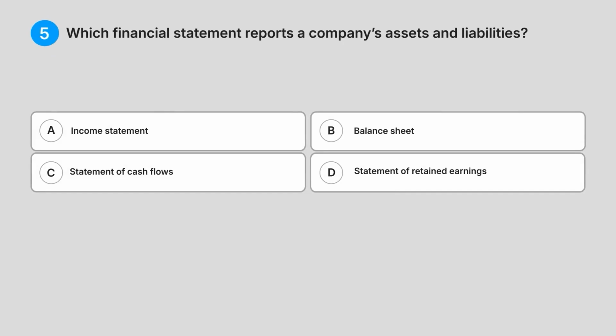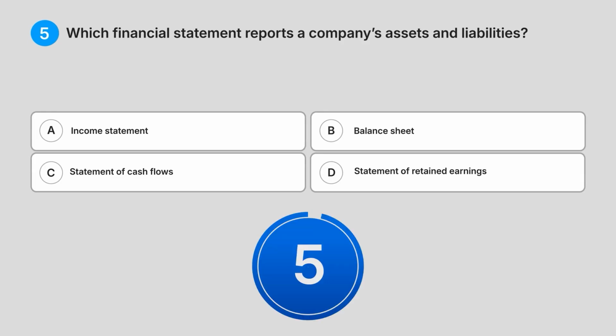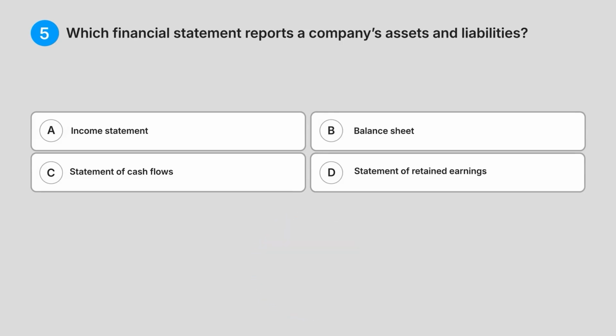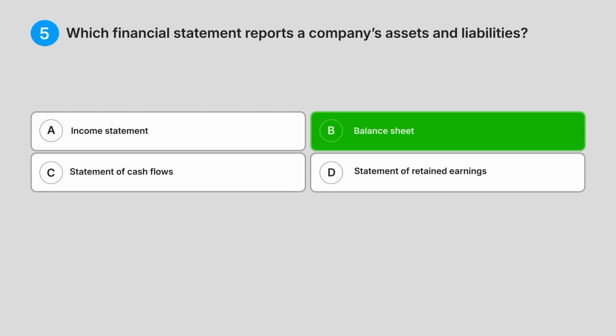5. Which financial statement reports a company's assets and liabilities? A. Income statement. B. Balance sheet. C. Statement of cash flows. D. Statement of retained earnings. What do you think is the answer? Correct answer, B. Balance sheet.